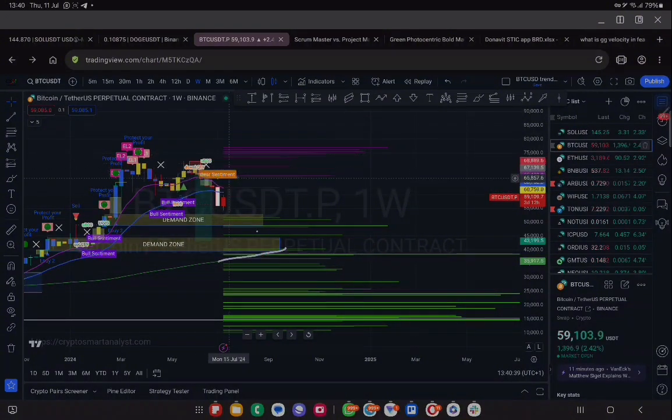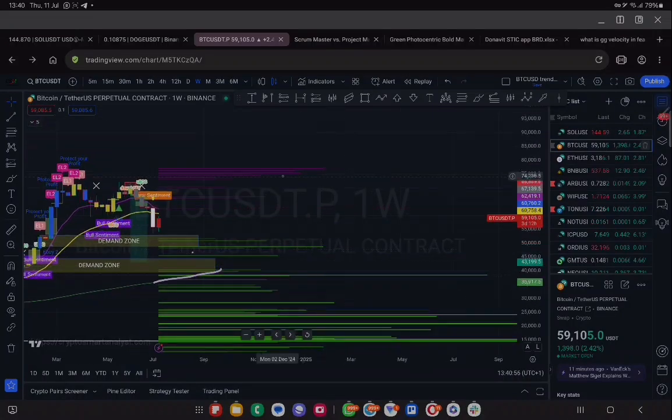So you can see that we are bearish on the weekly time frame. We are kind of partially bullish on the daily time frame, but we are bearish on the weekly time frame. So this indicates that we potentially could continue the downtrend, which is going to take us to these demand zones. And you can say we have more liquidity below than we have above.